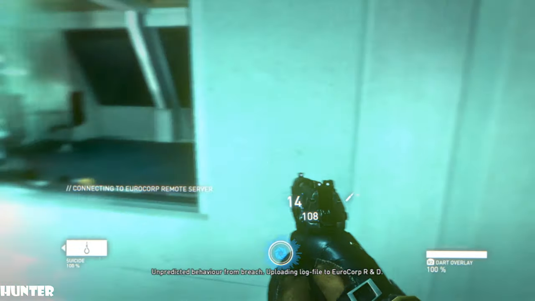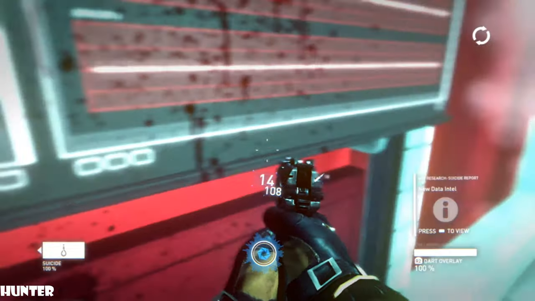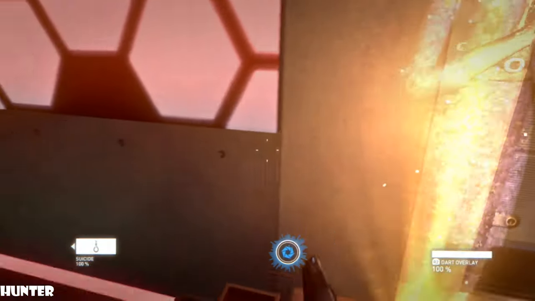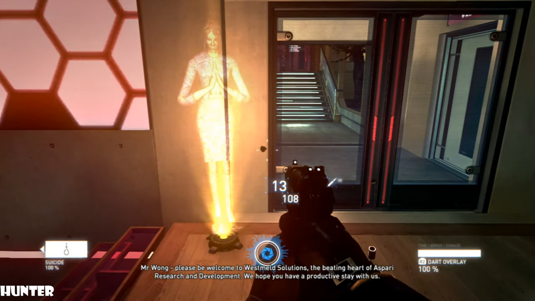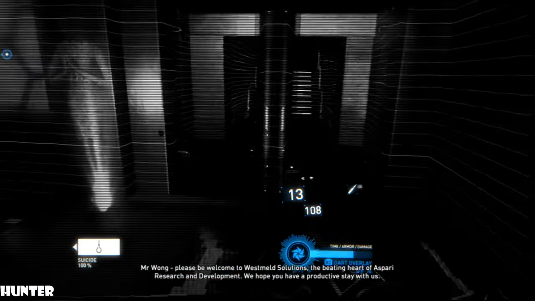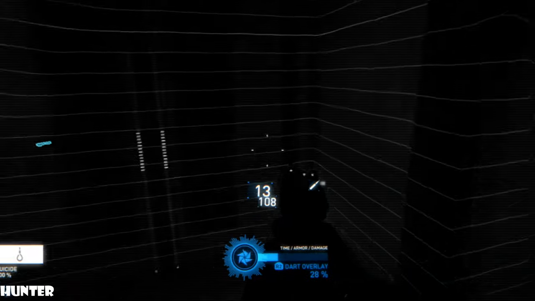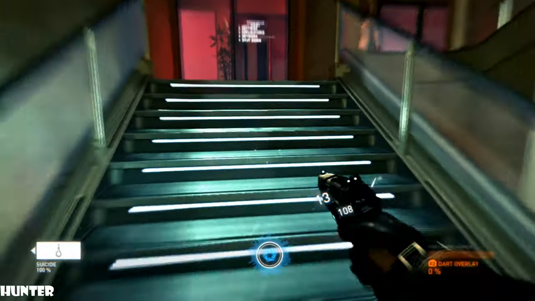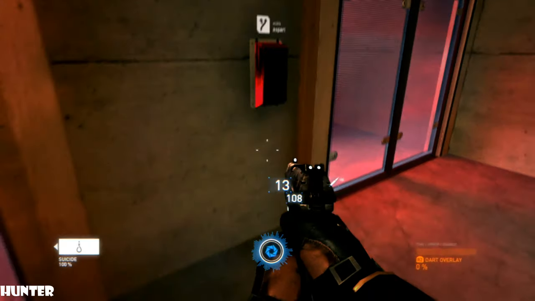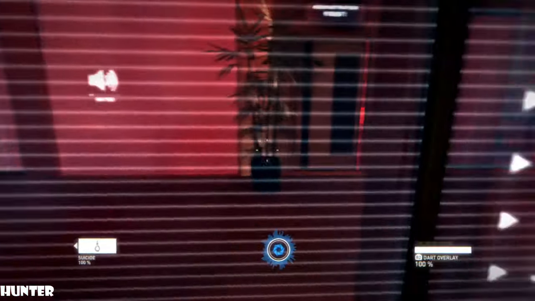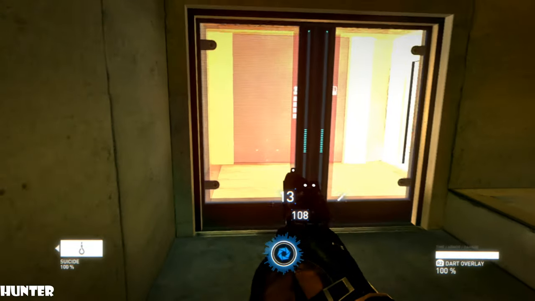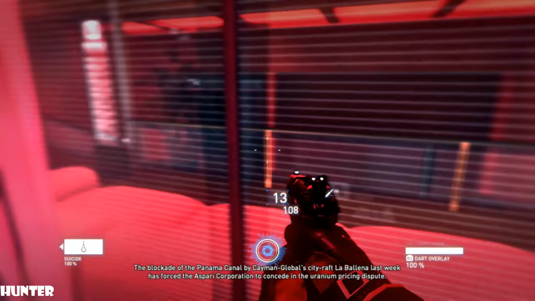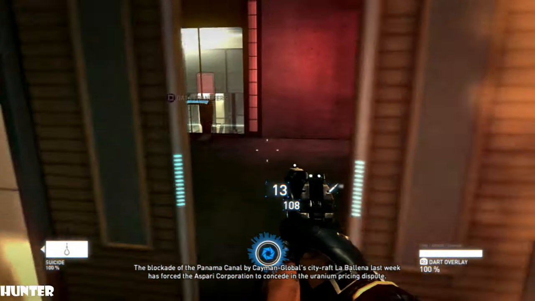To Eurocorp R&D. Disable the alarms for the moment. Shouldn't have to worry about internal security for a while. The opening of the Panama Canal by Cayman Global City Raft La Ballena last week has forced the Aspari Corporation to kill.